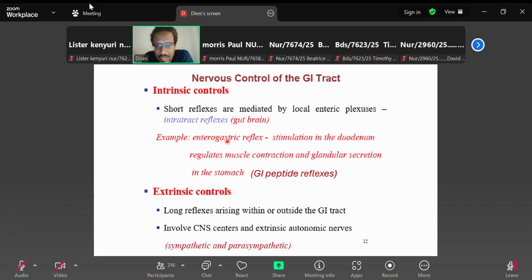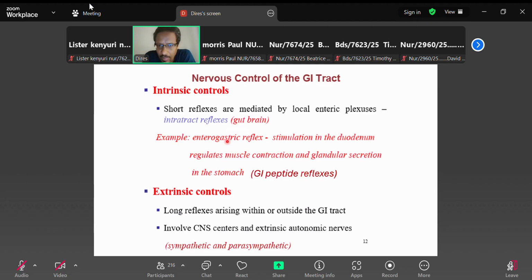Okay, these chemicals are released into the blood, and then they affect the stomach. The stomach. Okay, so this reflex, you call it enterogastric reflex or GI peptide reflex, because the messengers are the hormone peptides like secretin and CCK.